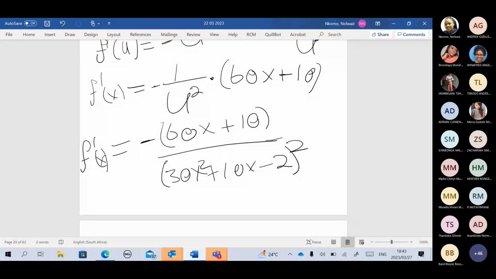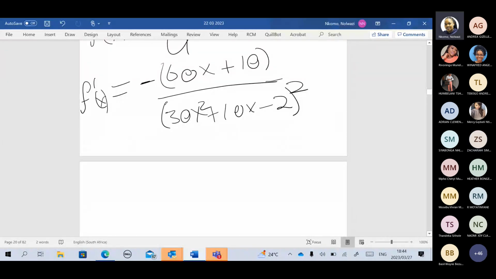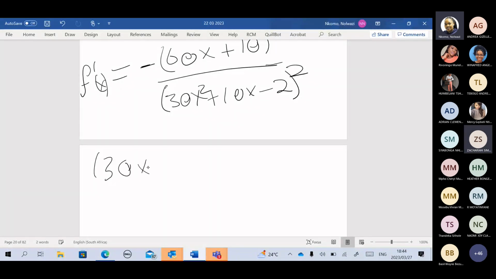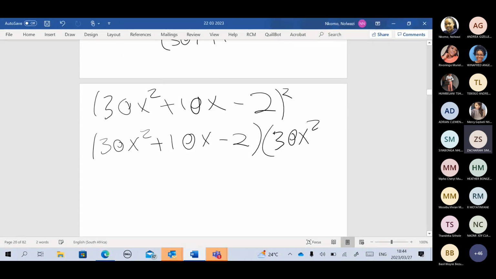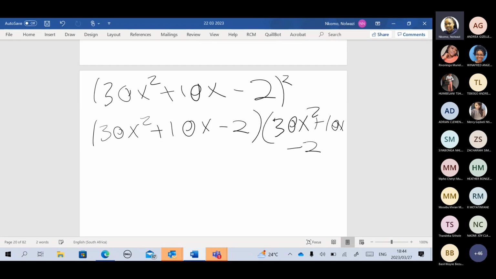So it would be incorrect for us to take out 10 as the common factor from the top and the bottom and then cancel it out. That would be incorrect. Remember, you have here 30x squared plus 10x minus 2 all squared, right? And this equals 30x squared plus 10x minus 2 times 30x squared plus 10x minus 2, right?